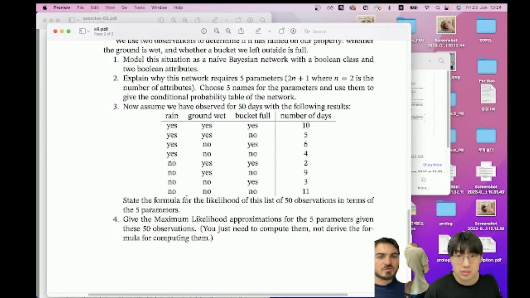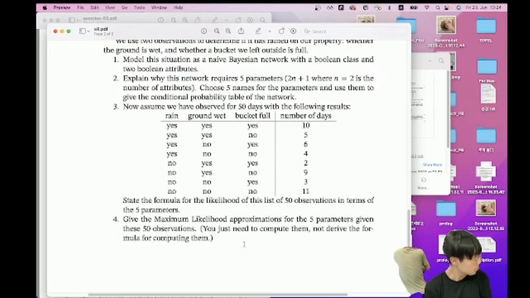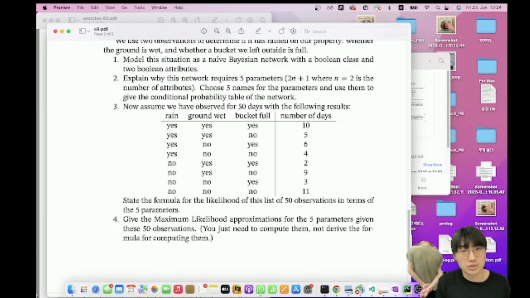Give the maximum likelihood approximation for the 5 parameters given these 50 observations. You just need to compute them, not derive the formula for computing them. I think the formula for the maximum likelihood, so they ask to compute the exact value. You can go to the slide. So let's go to the slide here.